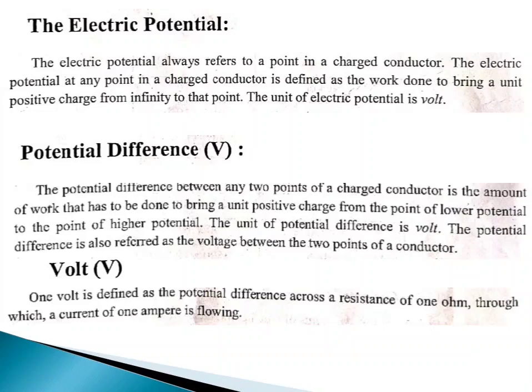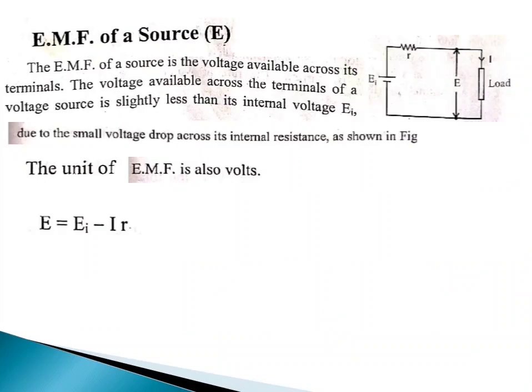Now we define what is a volt. The volt is defined as the potential difference across a resistance of 1 ohm. If we take a conductor of resistance 1 ohm, the potential difference which is created across it, through which 1 ampere current is flowing, is called 1 volt. This is defined as the volt.